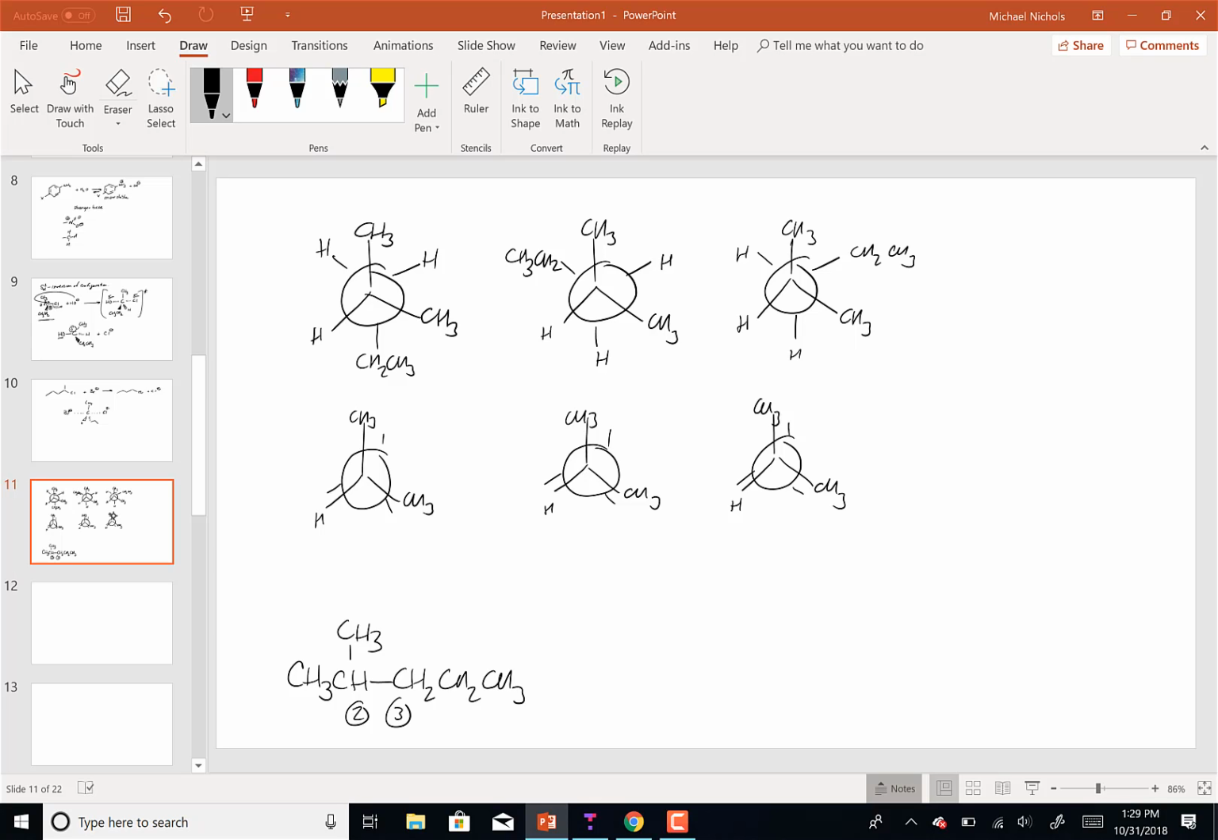Again, if you want to hold the back carbon the same and rotate the front one, it doesn't matter to me. The one thing you do not want to do is to start rotating both carbons, because there's no guarantee you'll get all 3 different conformations. Okay. So then I could do the same thing down here, 2 H's and an ethyl group, and then rotate that around. And so there's my 6.